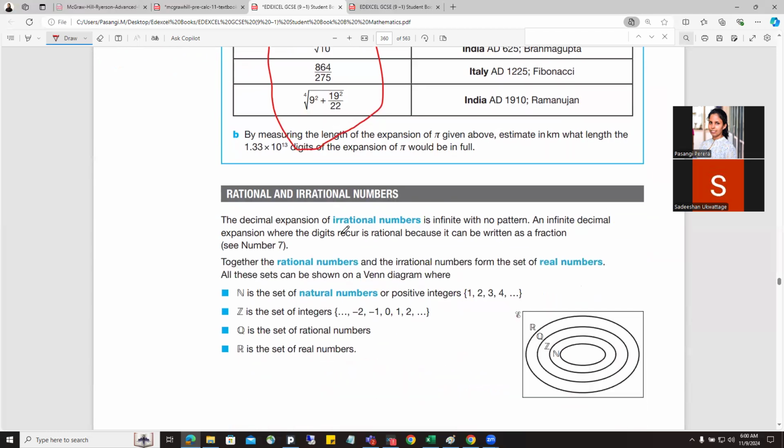So the first is the rational and the irrational numbers. Have you heard about rational numbers and the irrational numbers? So we have two types. One is the rational number. The other one is the irrational number.